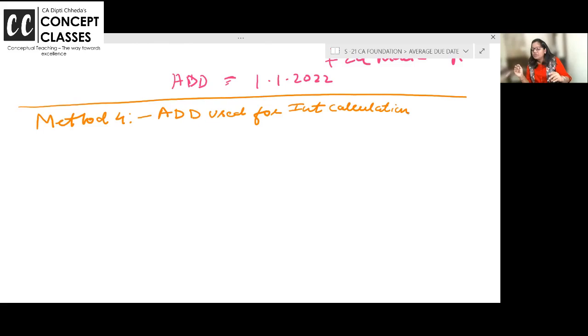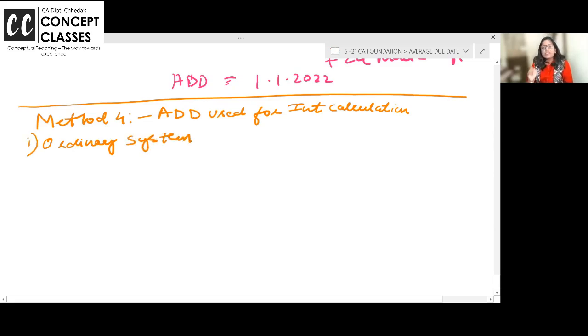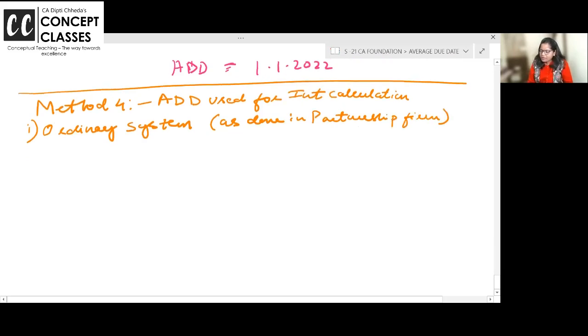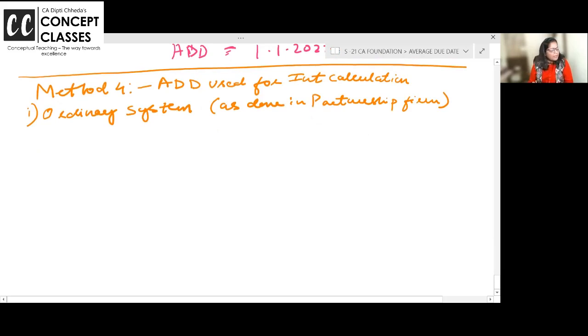So they have asked you to calculate under average due date also and under ordinary system also. So ordinary system we'll do. Please do this only if they ask in exam. So ordinary system we will do as done in partnership firm.